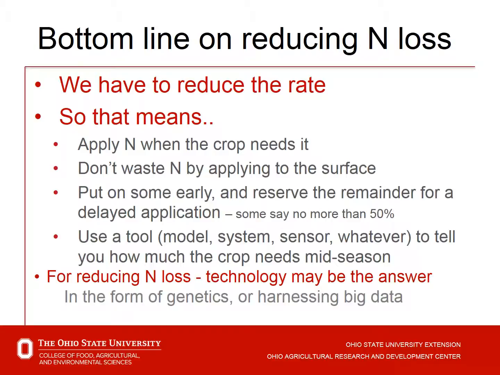So, bottom line on reducing nitrogen loss, we have to reduce the nitrogen rate, but that means we need to find a tool that works for us that lets us get closer to the right rate in the first place, because we don't want to lose yield. So what that means is apply nitrogen when the crop needs it. Don't waste nitrogen by applying on the surface, and that's a risk of waste, I'll admit, but don't necessarily take that risk. Put some on early and then reserve the remainder for delayed application. And some say put on no more than 50% of what you believe your nitrogen rate may be. So again, in that 30 to 60 pounds of nitrogen perhaps.